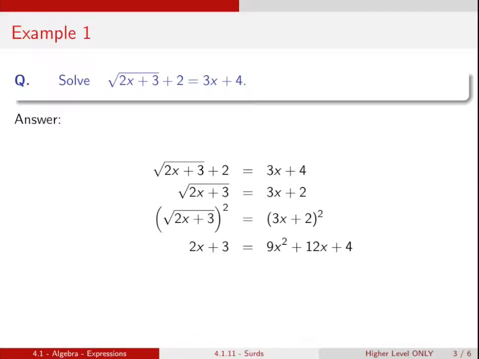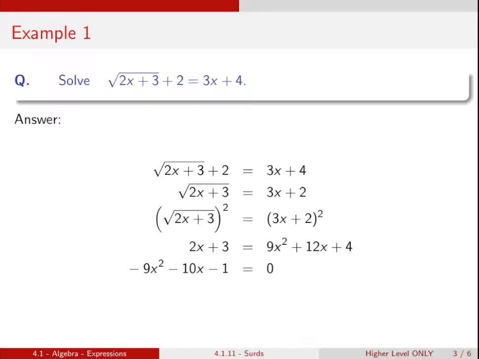Now it looks like I'm going to get a quadratic equation. So let's bring everything to the left. So I subtract 9x squared. There's also a minus 12x from both sides. So 2x minus 12x is minus 10x. And 3 minus 4 is minus 1 equals 0.